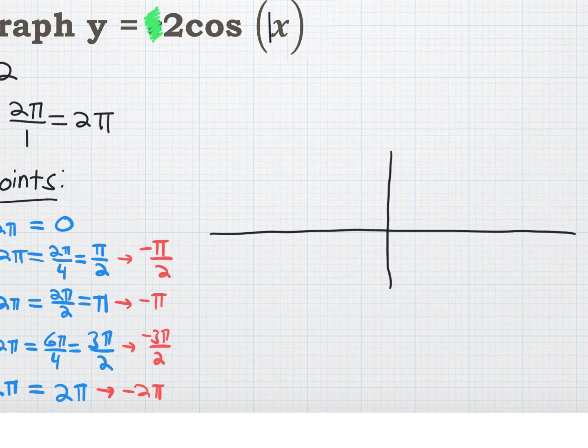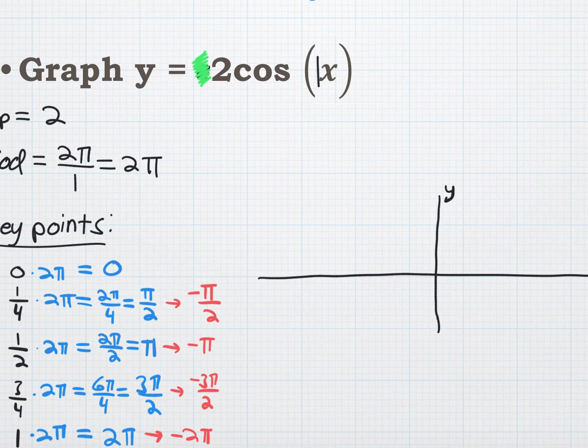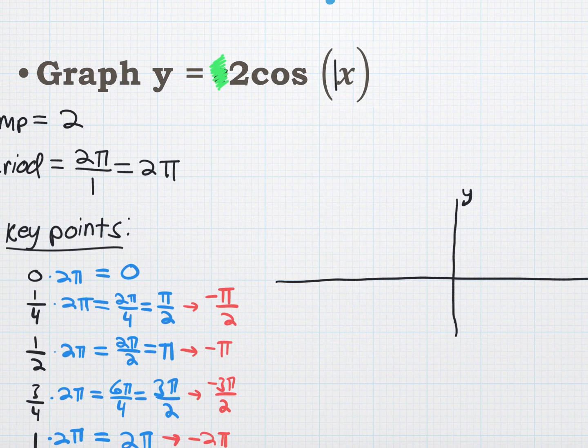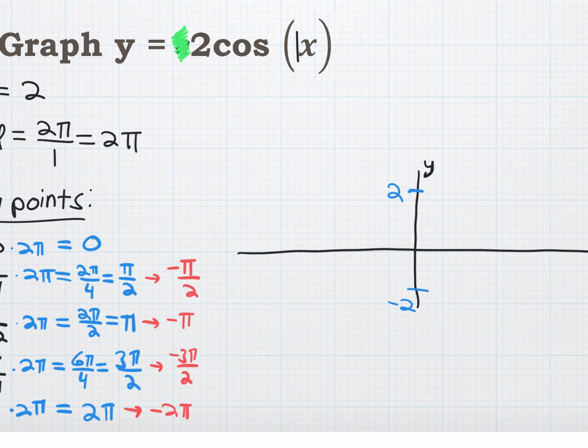Again, it's going to be long, kind of horizontally. So I'm going to say that this is y, this is x. Our amplitude, we said, is 2. So I'm going to make the highest point right here 2, and the lowest point right here negative 2.